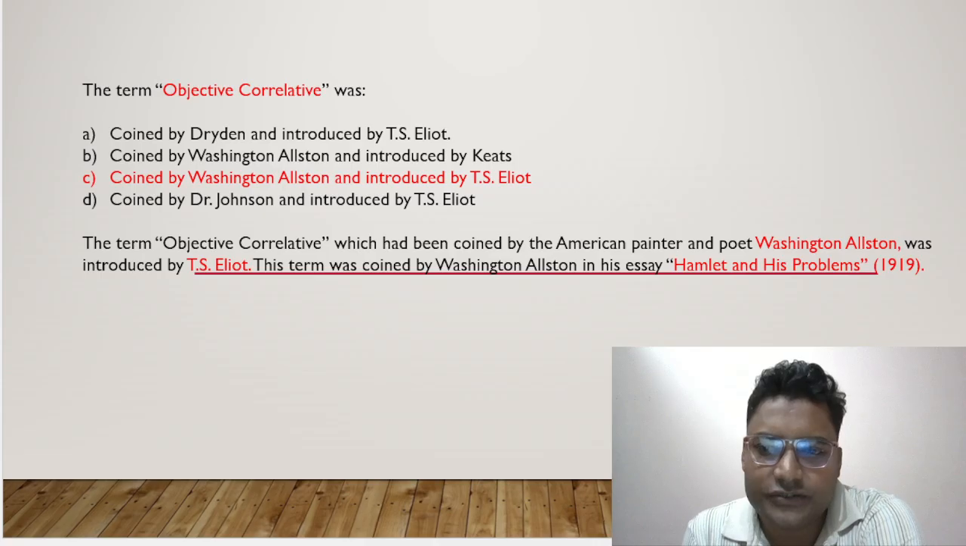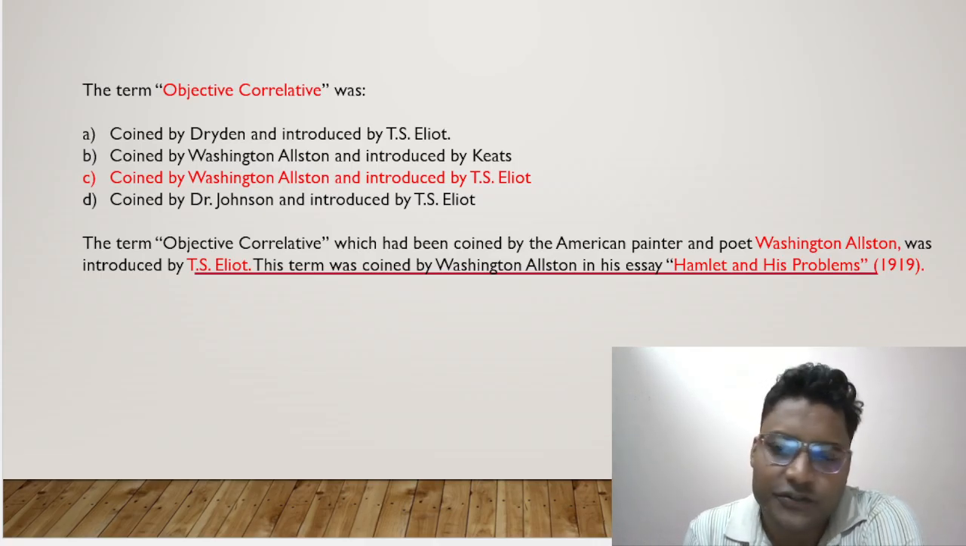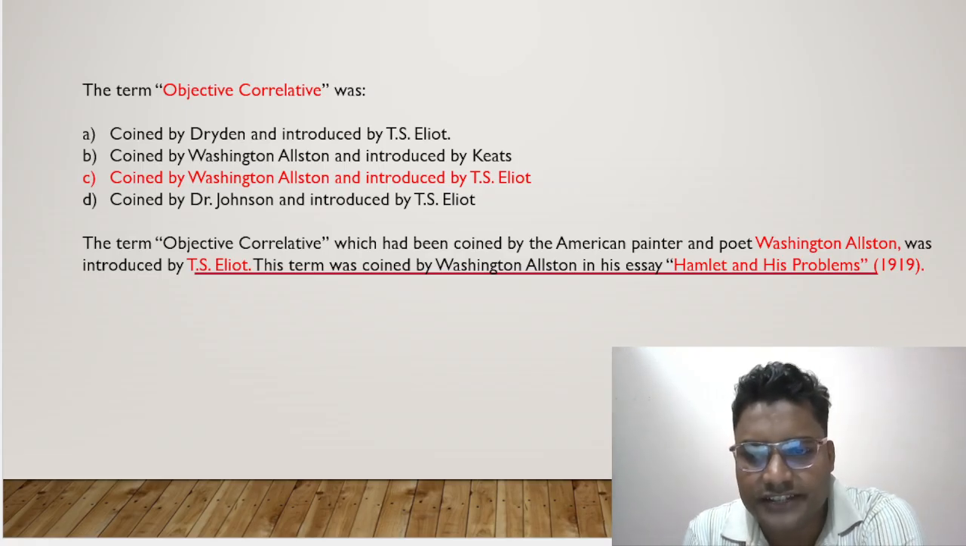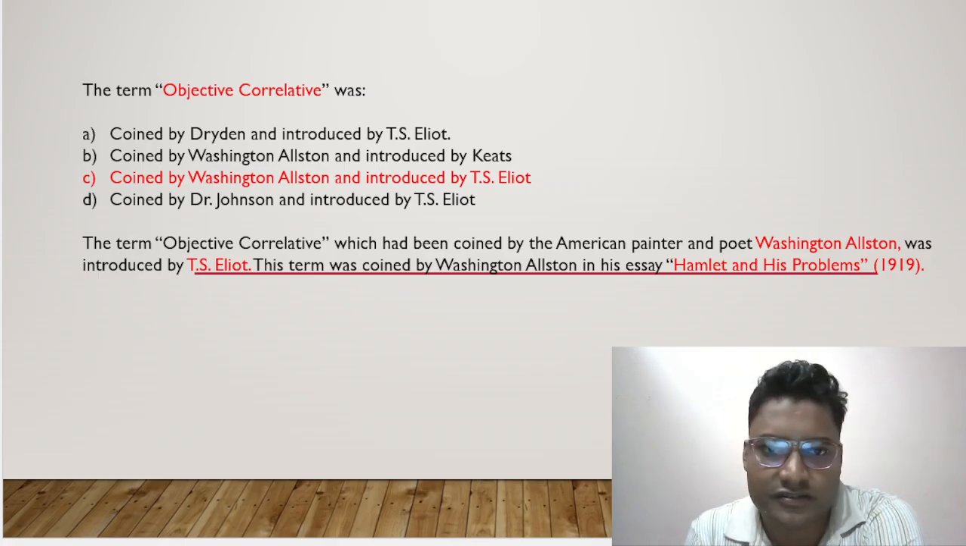So the question is the term objective correlative. Let me tell you what T.S. Eliot, a famous classicist writer, actually used this word, objective correlative, in his essay Hamlet and His Problems. Though it was first coined by Washington Allston and used by T.S. Eliot. You know what actually this stands for?